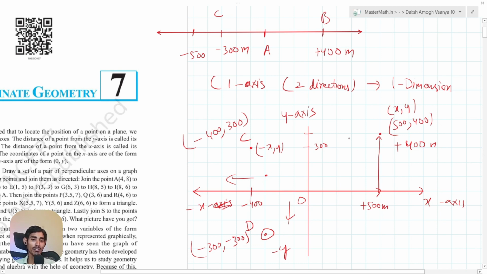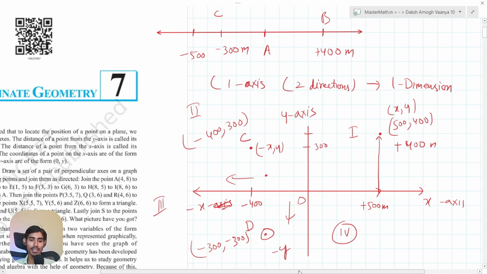Now these are divided into 4 parts which are called quadrants. So this is the first quadrant, second quadrant, third quadrant, fourth quadrant, and you can decide where x is plus and where y is plus or negative. So this is what we have.